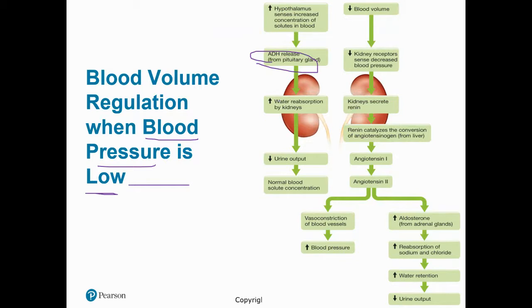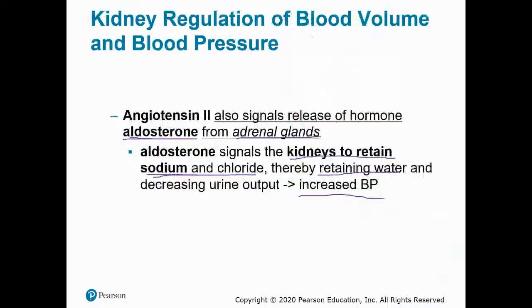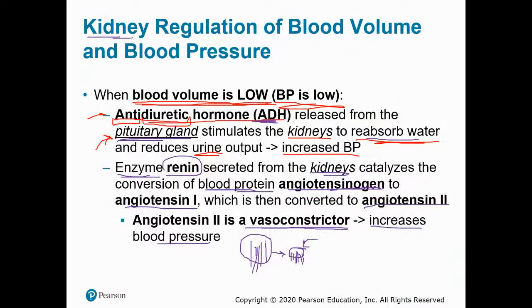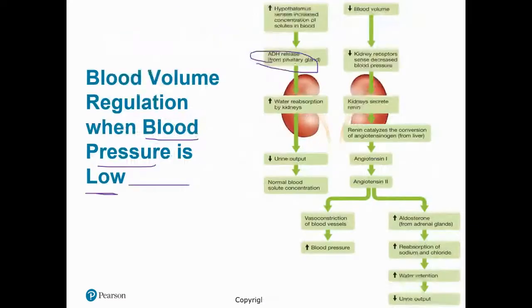So one of the ways... yeah, that's not written here. So let me just go back here. Yeah, it's not written here, but we said that the pituitary gland responds to low blood volume. Specifically, actually, the pituitary gland is responding to the hypothalamus noticing that there's increased solute concentration in the blood.